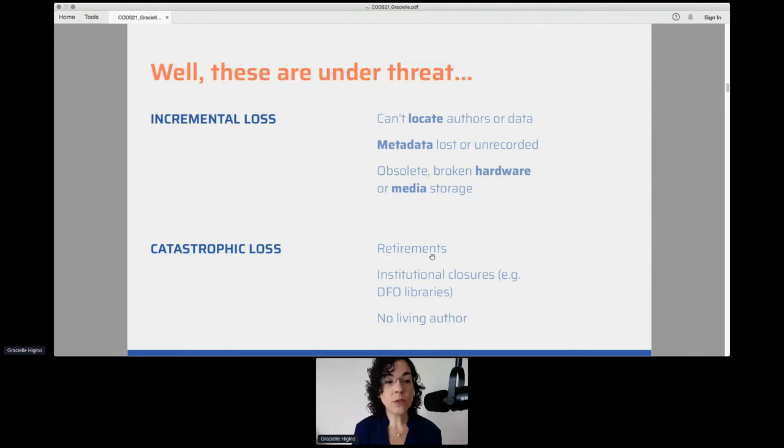They are constantly facing incremental loss, like when we can't locate the authors or the data, when metadata is lost or unrecorded, or when data is stored in old hardware and old media that we can't read that easily, like floppy disks. For us maybe it's not that old, but there are a lot of data on floppy disks, and it's not that easy to read them nowadays. There's also catastrophic loss, like when we lose museums to poor infrastructure, or when researchers retire and are not reachable anymore. So these are common threats for old data.